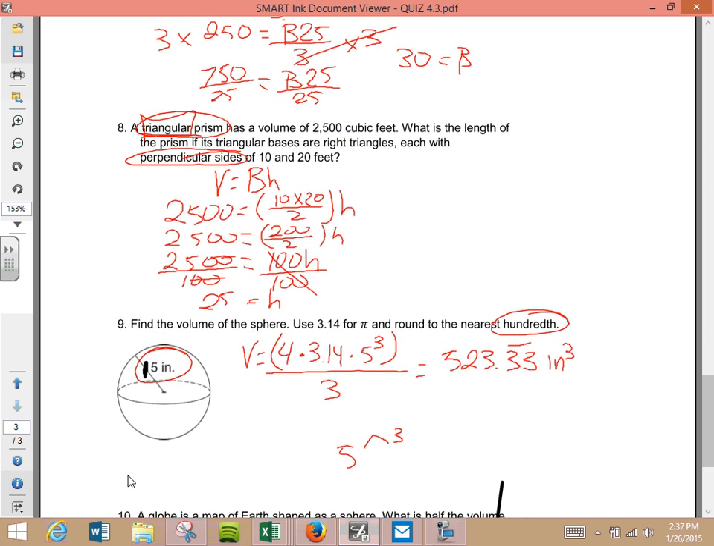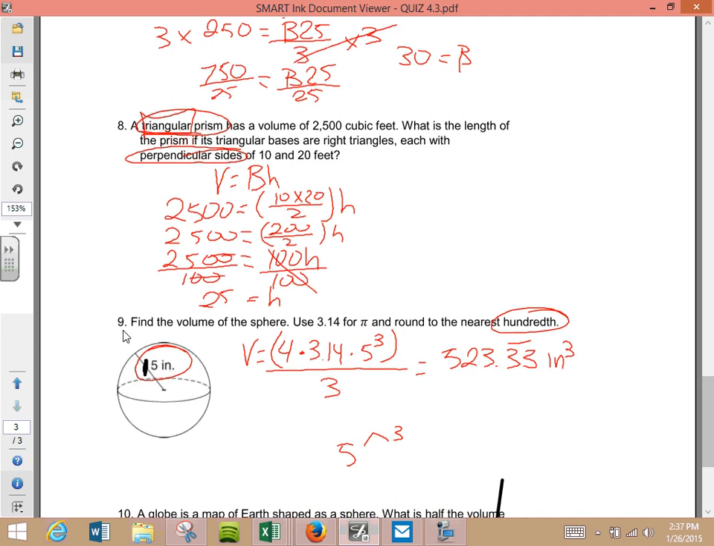No, the volume equals 2,500, because you divide 2,500 by 100. When you divide 2,500 by 100, by 3, it's 2, not 3. That's what you did wrong.